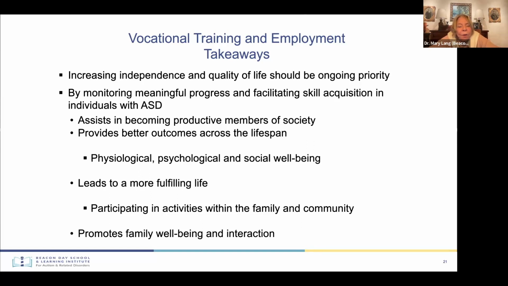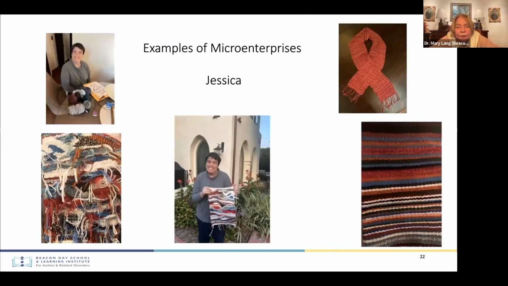All of this will promote well-being and positive interaction and make a world of difference in our internal ability to feel good about ourselves. Oh, here are some pictures. This is my daughter, Jessica, and you can see the pile of weavings that she's done. And she's very, very happy about the accomplishments.